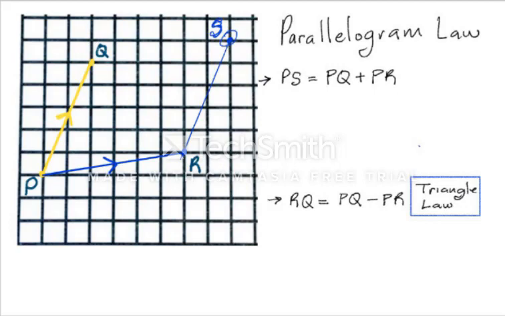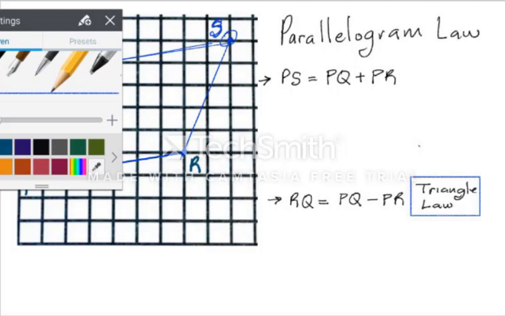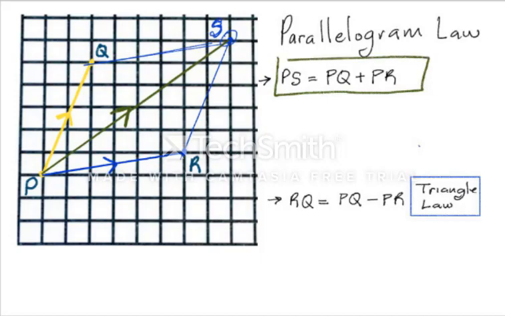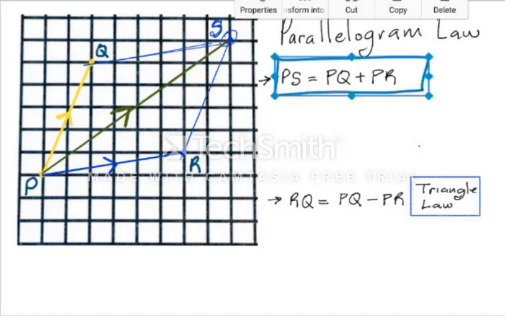Opposite sides of a parallelogram are equal and parallel. All right, so the resultant vector, let's make it green. Let's increase this. This would be the resultant vector, which will be the sum of the two vectors. All right, so that's the vector PS, and this right here is the parallelogram law of vectors.